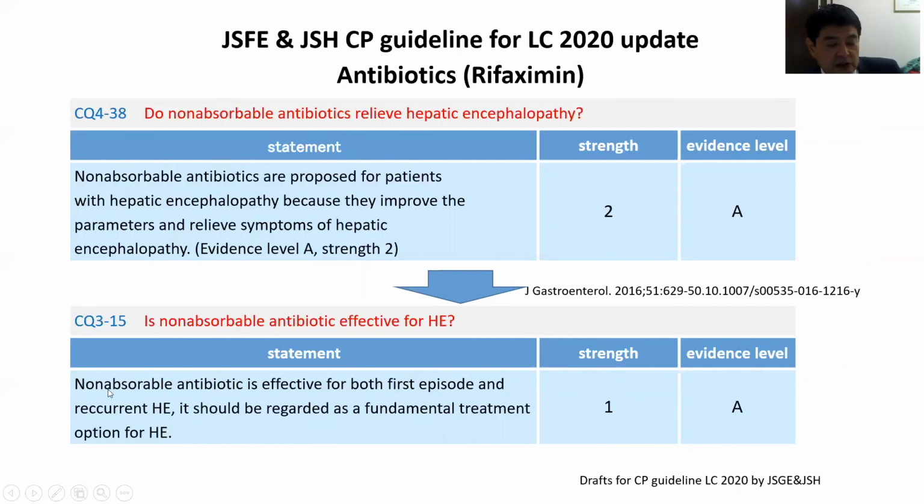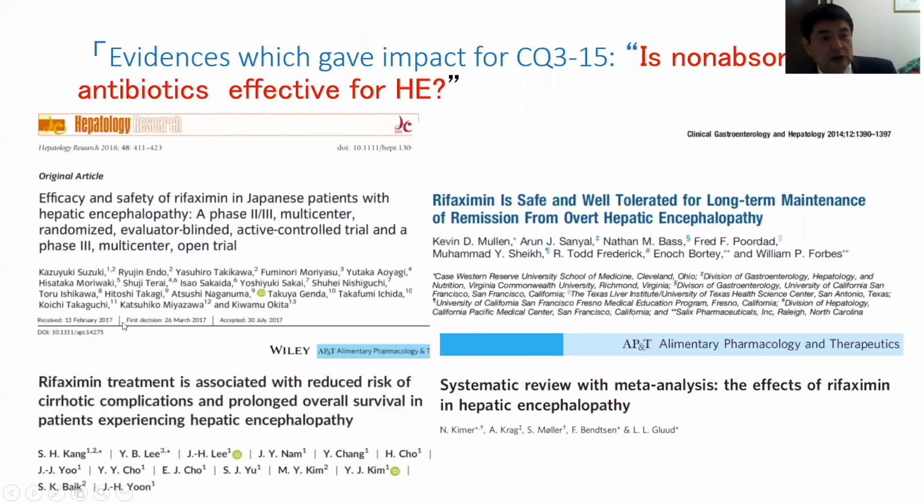So in these revisions, non-absorbable antibiotics are effective for both first episode and recurrent HE. They should be regarded as a fundamental treatment option for HE. This is an example of the evidence which had an impact on CQ315.